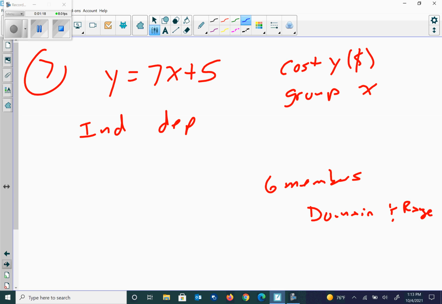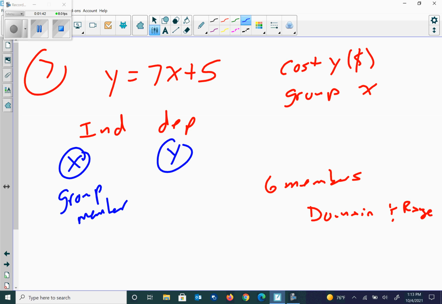Number 7 says the function y equals 7x plus 35 represents the monthly cost y in dollars of a group of x members joining a fitness club. Okay, so your independent variable are your x values, your dependent are your y values. So your x values are the group members, and your y values are your dependent variables, so that would be your cost associated with it. Okay, identify the independent, so that's A. Letter B, your group has enough money for 6 members to join, find the domain and range.